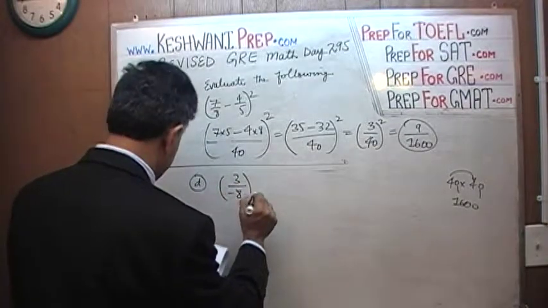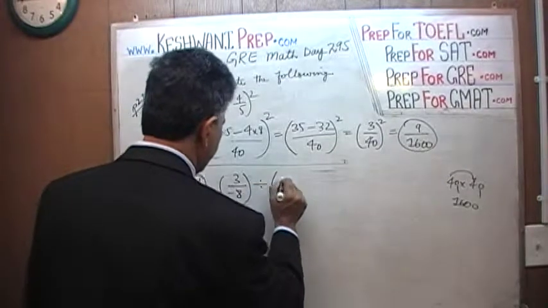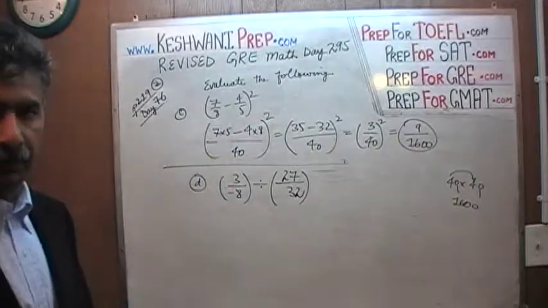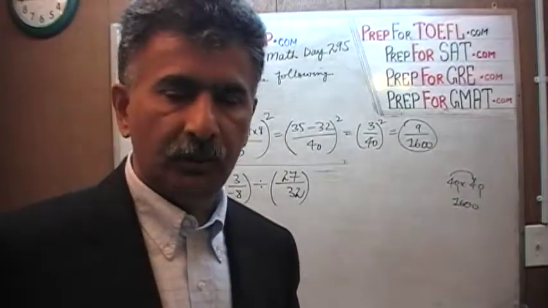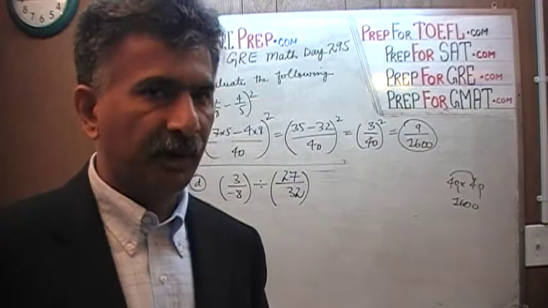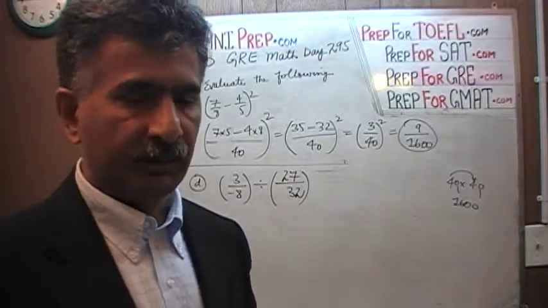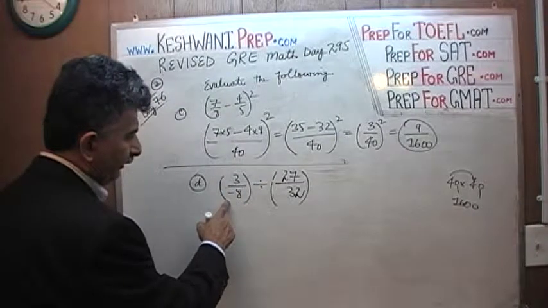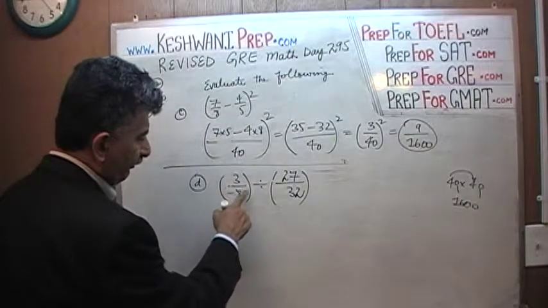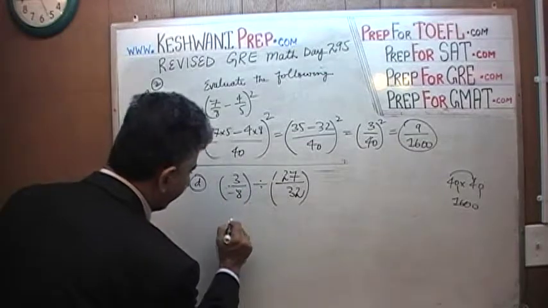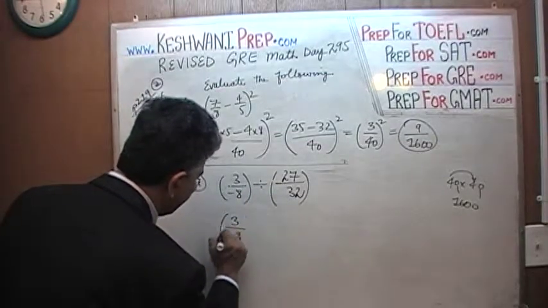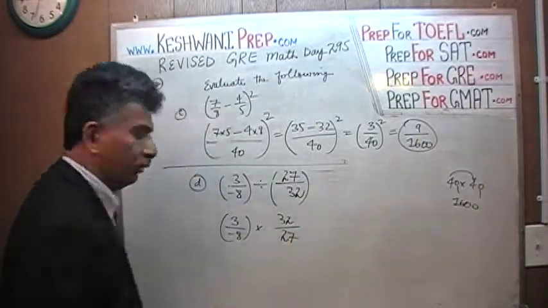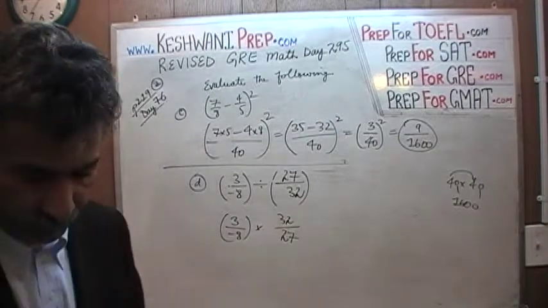By negative 8 divided by 27 over 32. Now here what they're trying to see is if you remember what to do when you have a fraction being divided by another fraction. What we do is we take the bottom fraction and we multiply the first, top fraction by the reciprocal of the bottom fraction. So it becomes 3 over negative 8 times the reciprocal of this thing, which is 32 over 27. That's all they're trying to see here. And the rest is very straightforward.